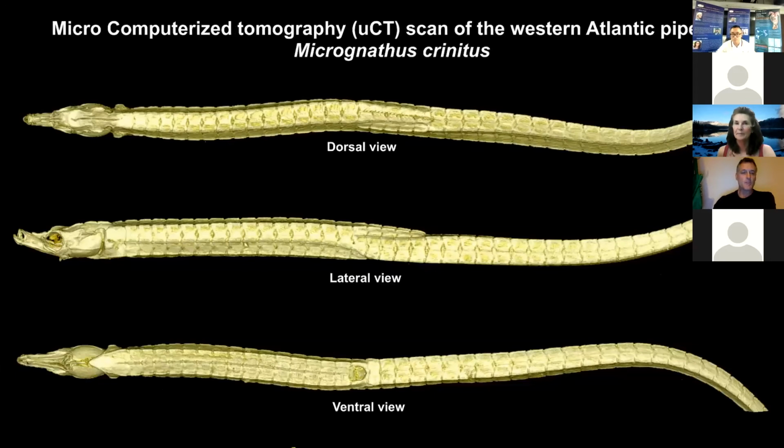As an example, this is a CT scan showing multiple views of the Western Atlantic pipefish, Micrognathus crinitus. Here you can see well-defined trunk rings, bony ridges on the snout and on the head, and the bones that actually form the skull or neurocranium. Next slide.